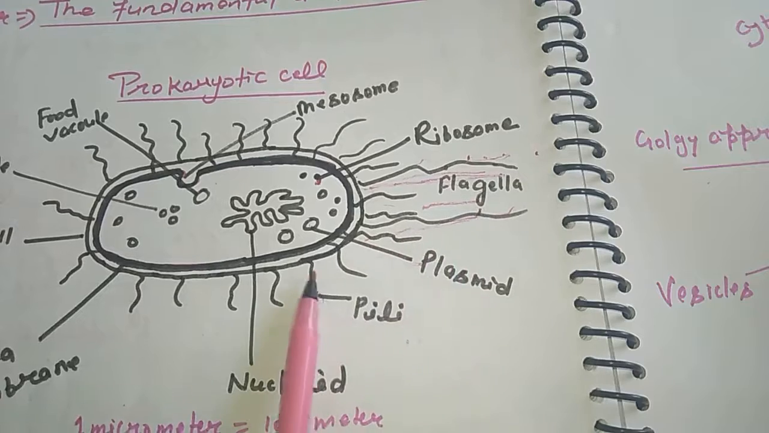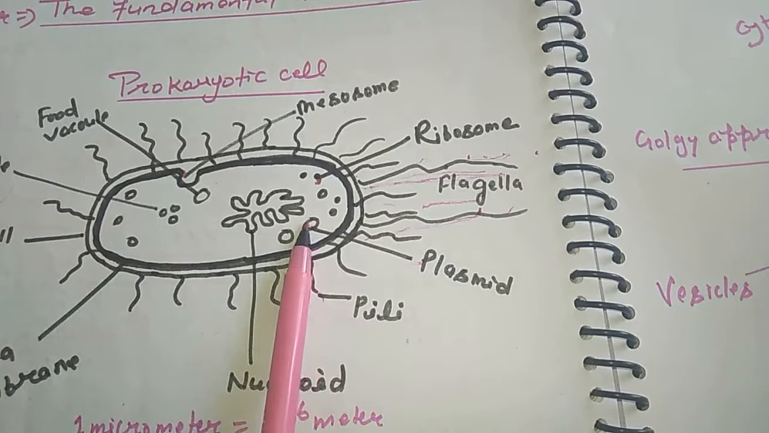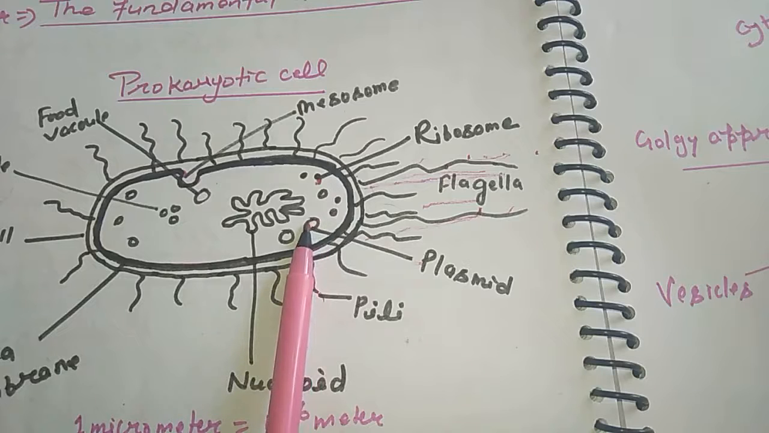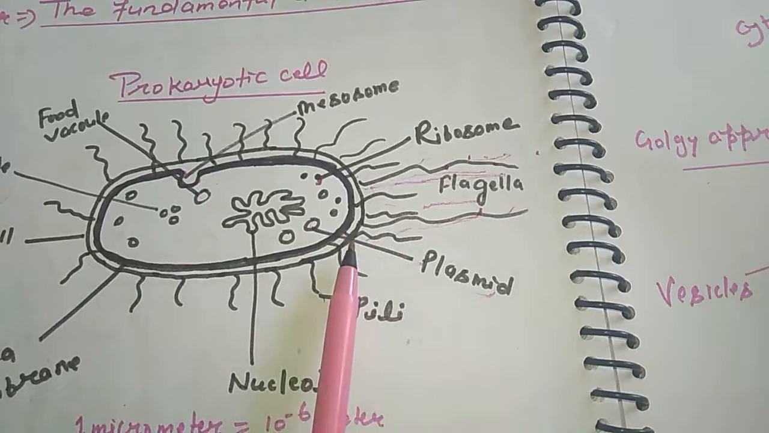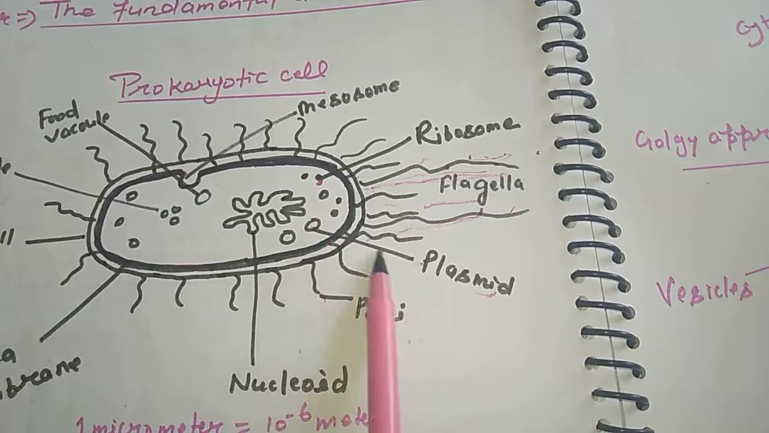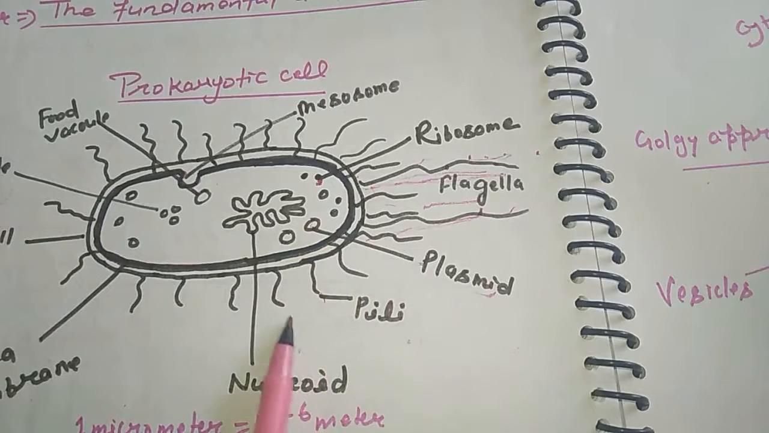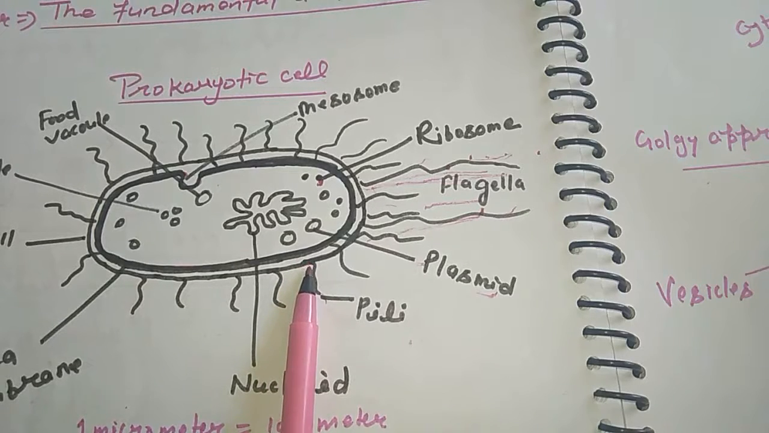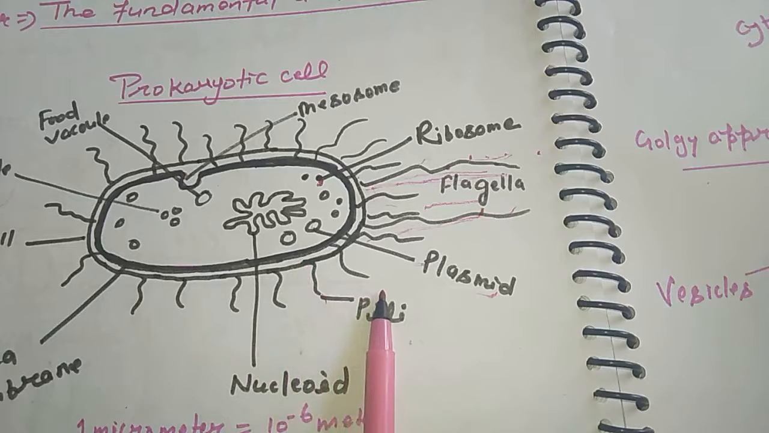Now you are looking at a circular structure here in the cytoplasm of the prokaryotic cell. This circular structure is called plasmid. Actually students, these are DNA, circular DNA, called plasmid. Now these small fibers which are projecting out from the membrane of the prokaryotic cell are called pili.